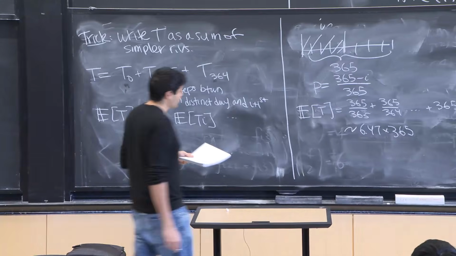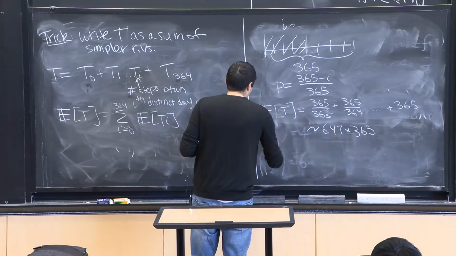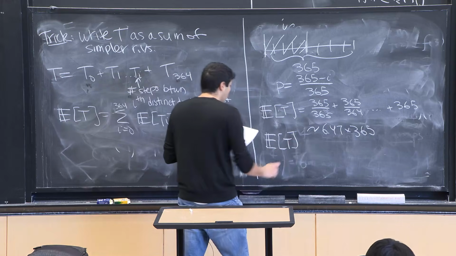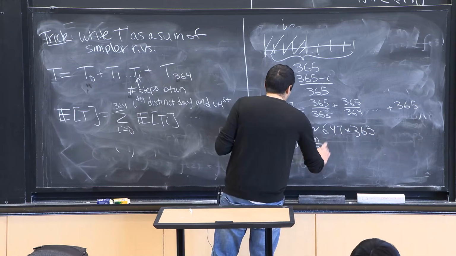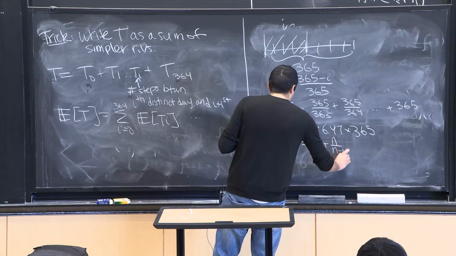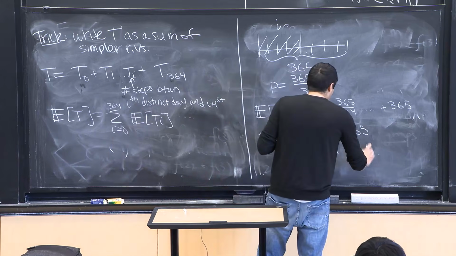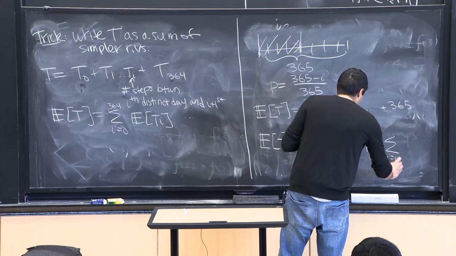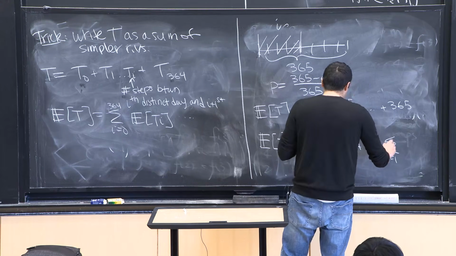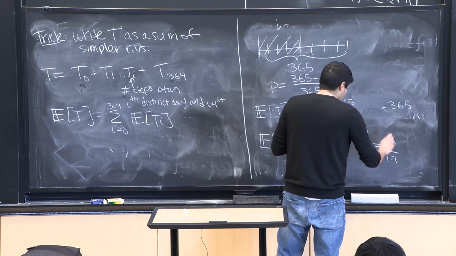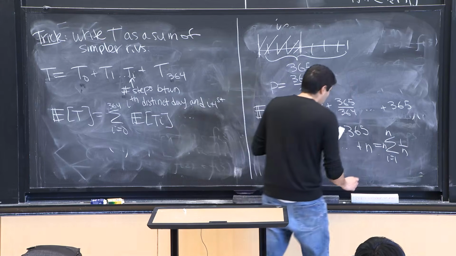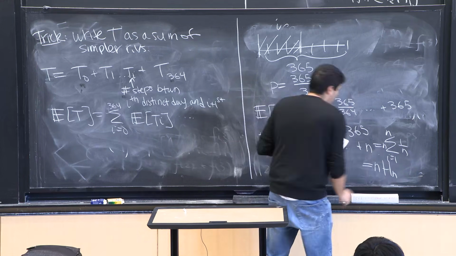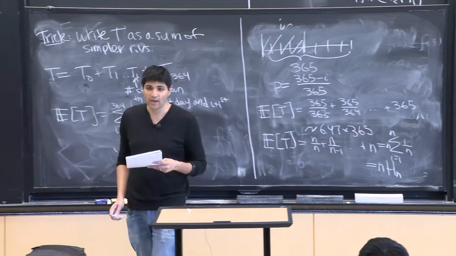In fact, the same argument works even with 365 replaced by n. So more generally, for the coupon collector problem, you'll get n over n plus n over n minus 1, all the way down to adding n. That's n times the sum from i equals 1 to n of 1 over i. And it turns out that this is equal to n times the nth harmonic number. It behaves like n log n.